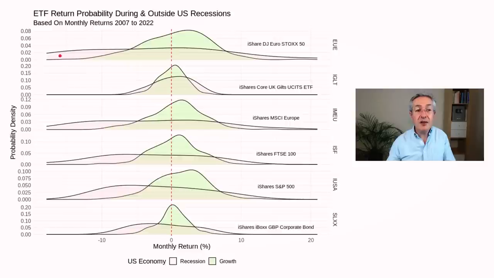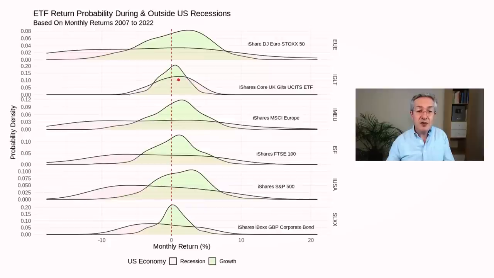But notice that when the return distribution is pink, that's during a US recession, the left-hand tail becomes much longer. And that's because you get more large negative returns for European equity during a US recession. Note also that the upside tail is actually truncated, so you don't get such good positive returns during those US recessions.